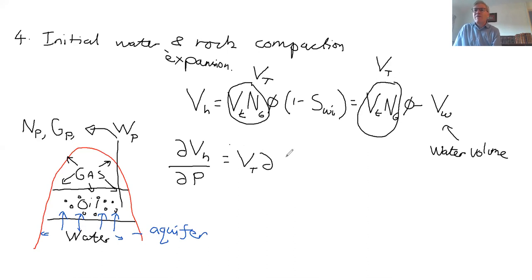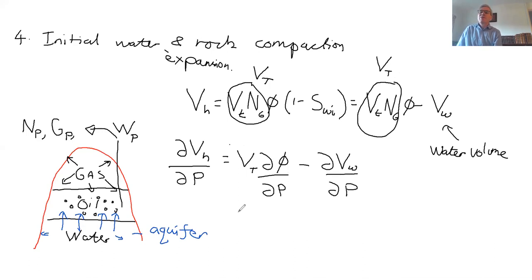Right, dVφ by dP minus dVW. And then what we do is we define compressibilities.